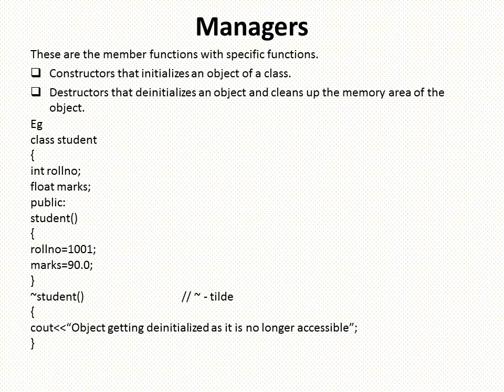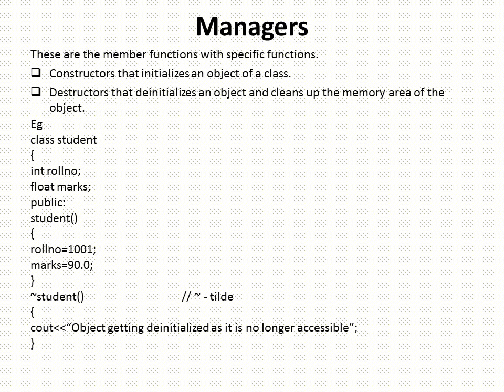Next we move on to managers. In a class, constructors and destructors are called the manager functions. Constructors will initialize an object of a class, that is, it will allocate the memory space needed for the data members of that particular class. Destructors will deinitialize an object, that is, it cleans up the memory area of that particular object so that the other objects can use the memory effectively.